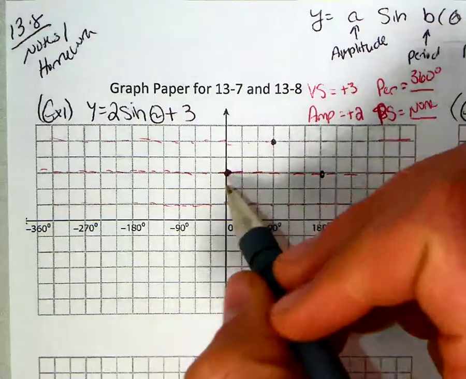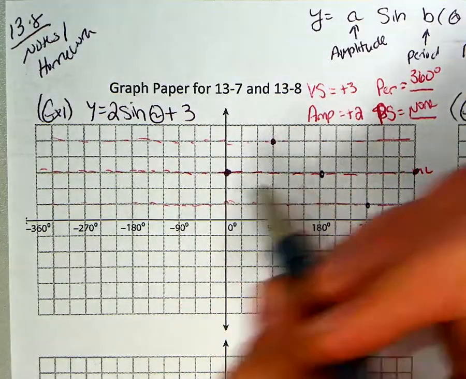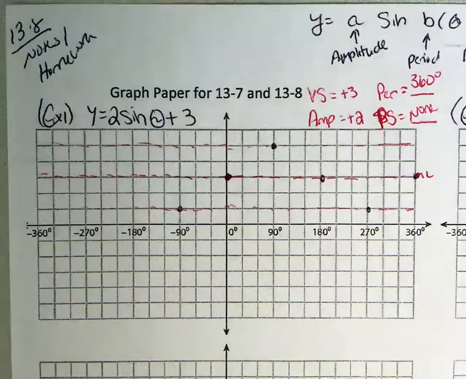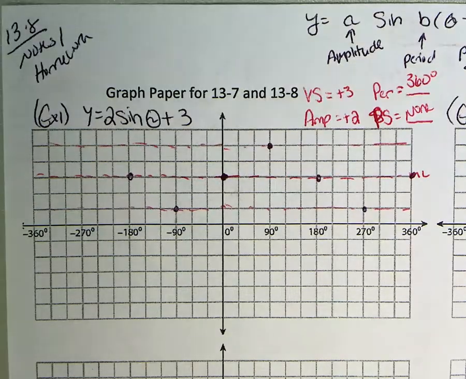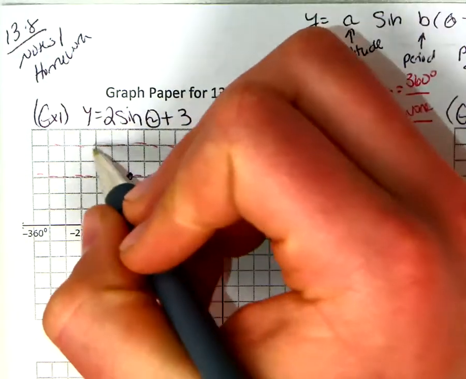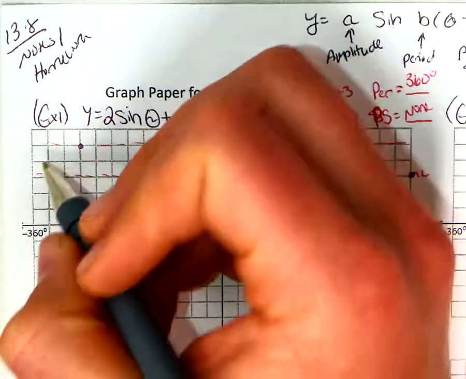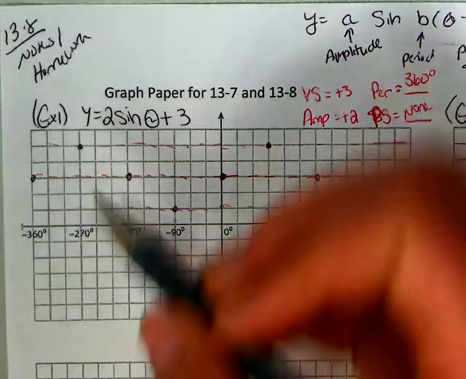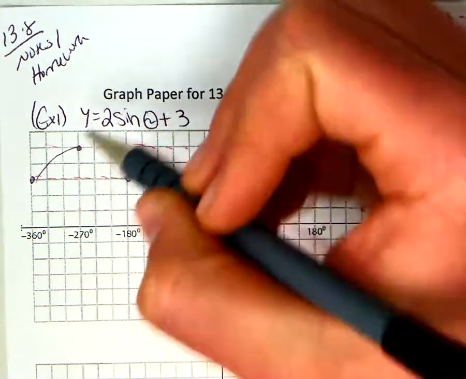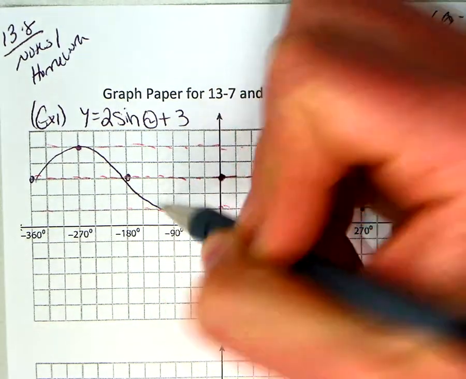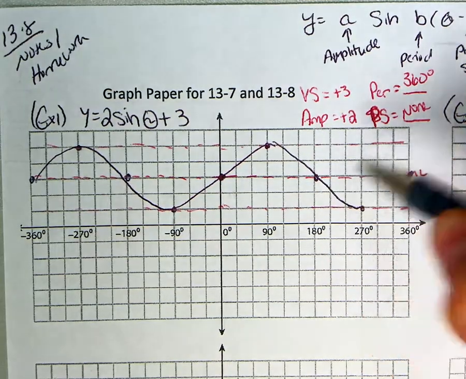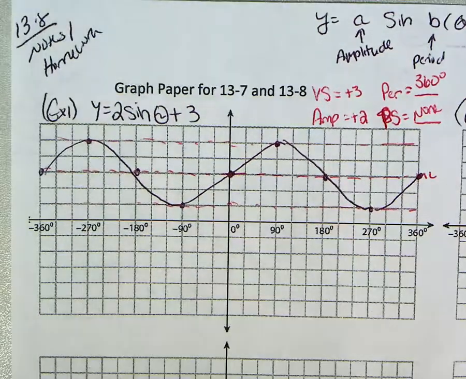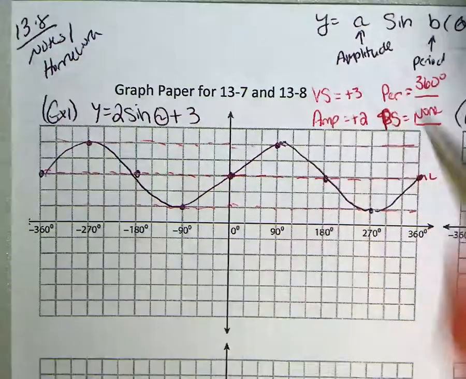Now we can go the other way. So at negative 90, it's at the bottom, the min line. Then negative 180, it's at the midline. Negative 270, it's at the max line. Then back to the midline for negative 360. And now we can just connect the dots. And look at that. All right.